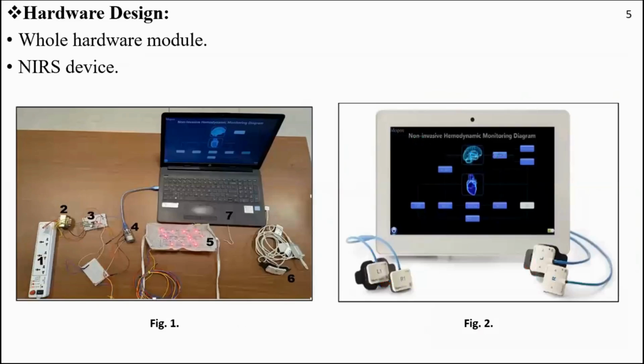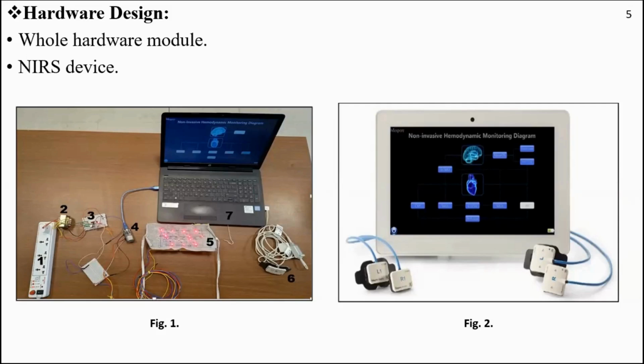So this is the whole hardware design. You can see numbers 1, 2, 3, 4, 5, 6, 7. Number 1 is the single switch, 2 is the transformer, 3 is the AC to DC converter circuit, 4 is the ESP32, my controller, and 5 is my device. Here you can see the blinking of red lights. We can see red lights with our eyes, but we cannot see the infrared ranges of light with our naked eyes. And here, 6, you can see the fNIRS device.